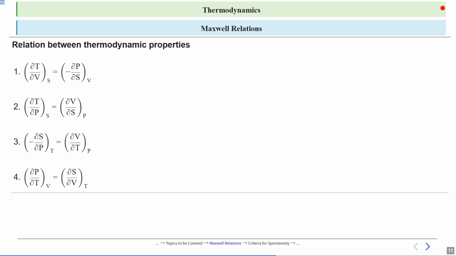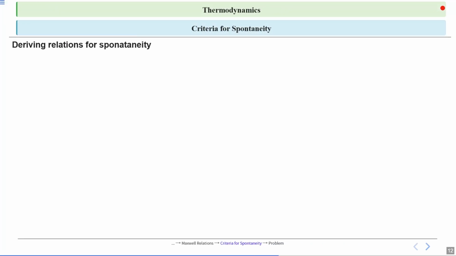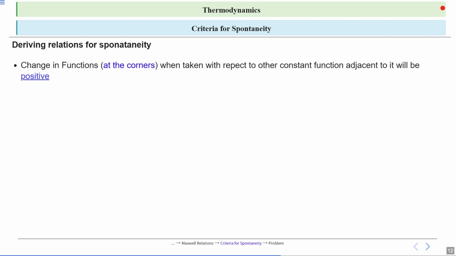Now moving on to the next, which is conditions for spontaneity. Again, we will take the case of your Maxwell square for that. So how do we take it? Suppose we have this Maxwell square. We will first define the spontaneity with respect to the variables that are present on the corner. So what are the variables that are present in the corner? We have entropy, pressure, temperature, and volume. So first let us take it for the entropy.